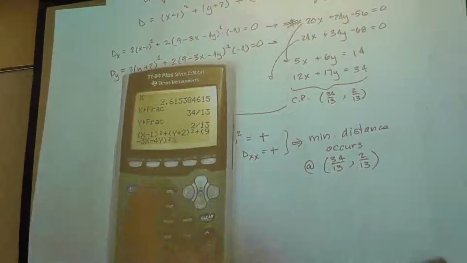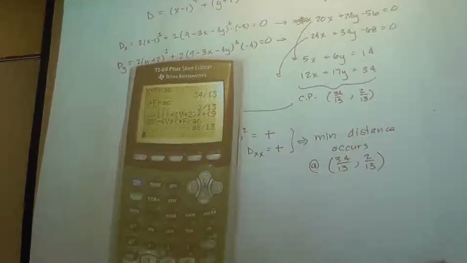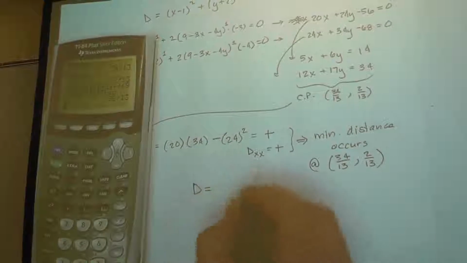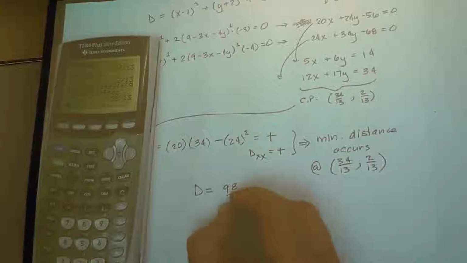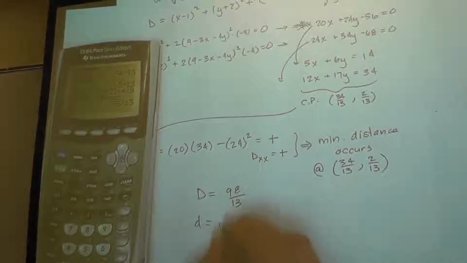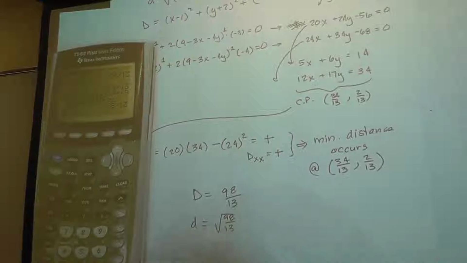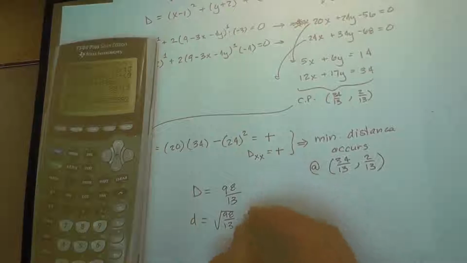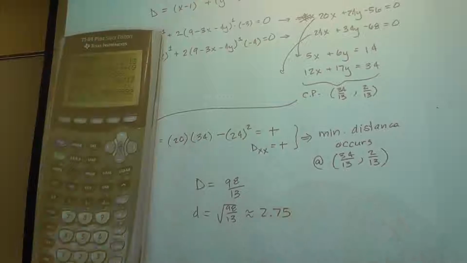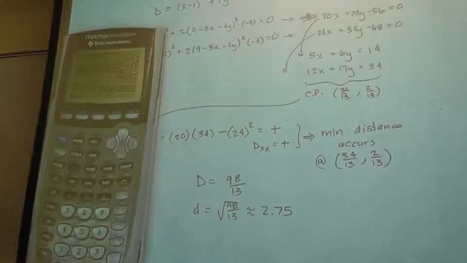So the squared distance, if I plug in these values, and if I'm anticipating a rational number, the squared distance is 98 over 13, which means the actual distance itself would be the square root of 98/13. So that raised to the 0.5, that's about 2.75-ish distance units to go from that fixed point in space to that point on the plane.